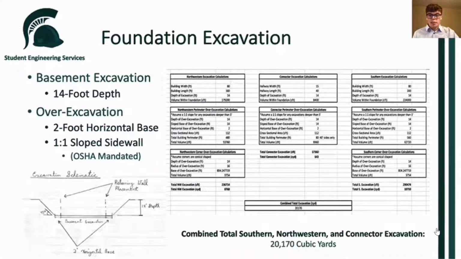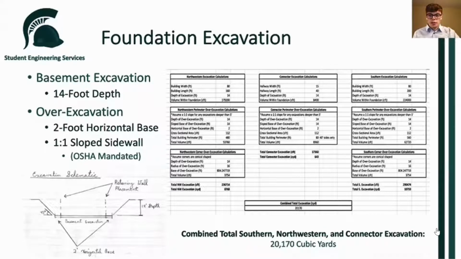Before any of these aforementioned piles can be placed, however, a basement excavation must occur. In order to accommodate a 12-foot basement design, an excavation depth of 14 feet was required. Furthermore, an over-excavation for the site was necessary, as mandated by the Occupational Safety and Health Administration, since the excavation exceeded a depth of 5 feet.